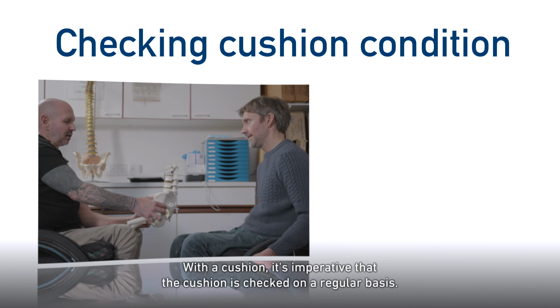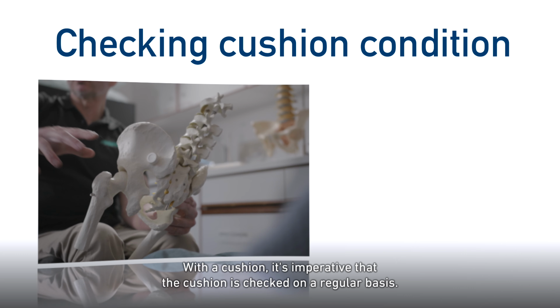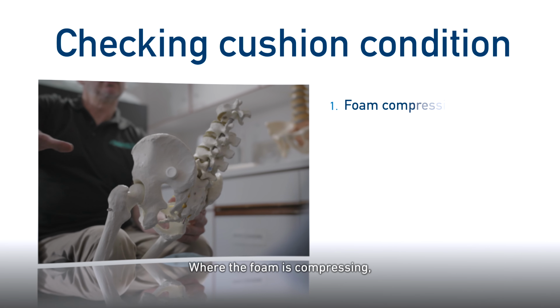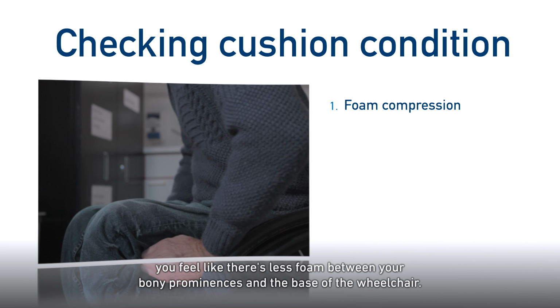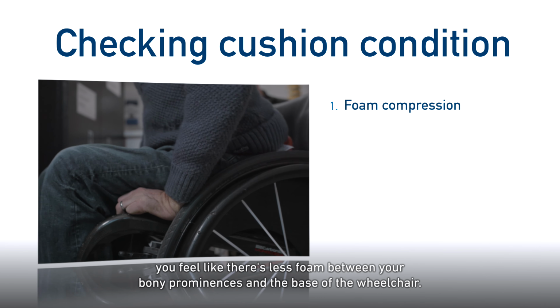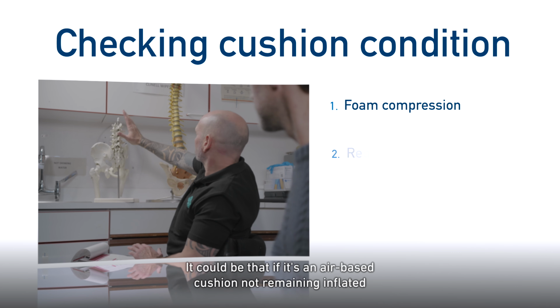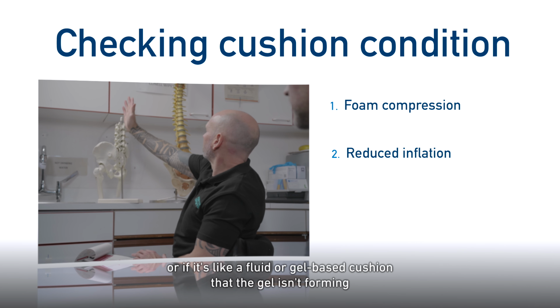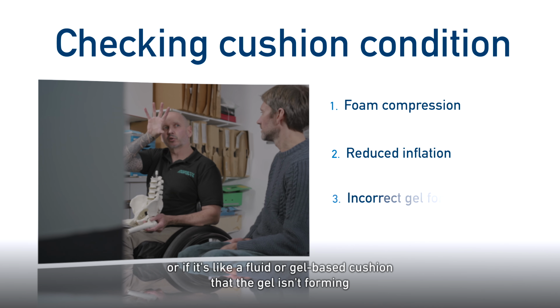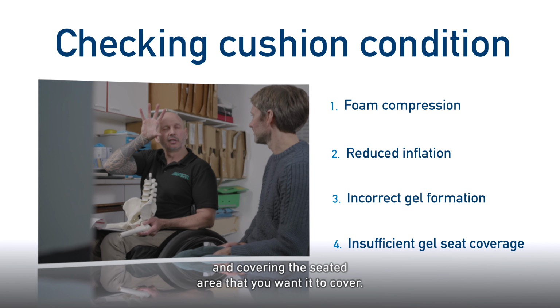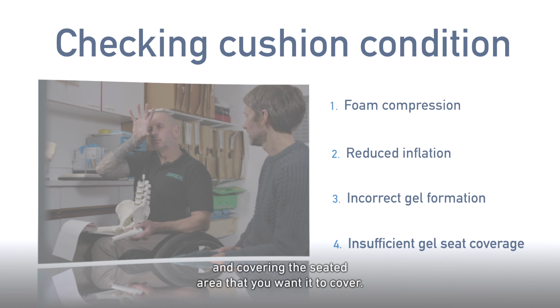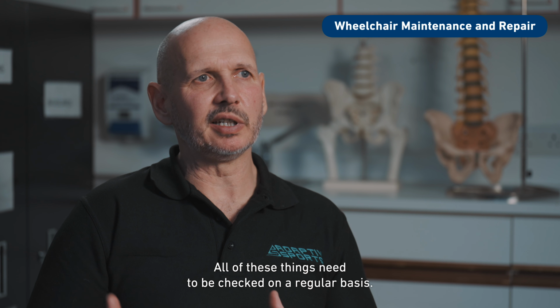With a cushion, it's imperative that the cushion is checked on a regular basis. Where the foam is compressing, you feel that there's less foam between your bony prominences and the base of the wheelchair. It could be that if it's an air-based cushion not remaining inflated, or if it's like a fluid or gel-based cushion, that the gel isn't forming and covering the seated area that you want it to cover. So all of these things need to be checked on a regular basis.